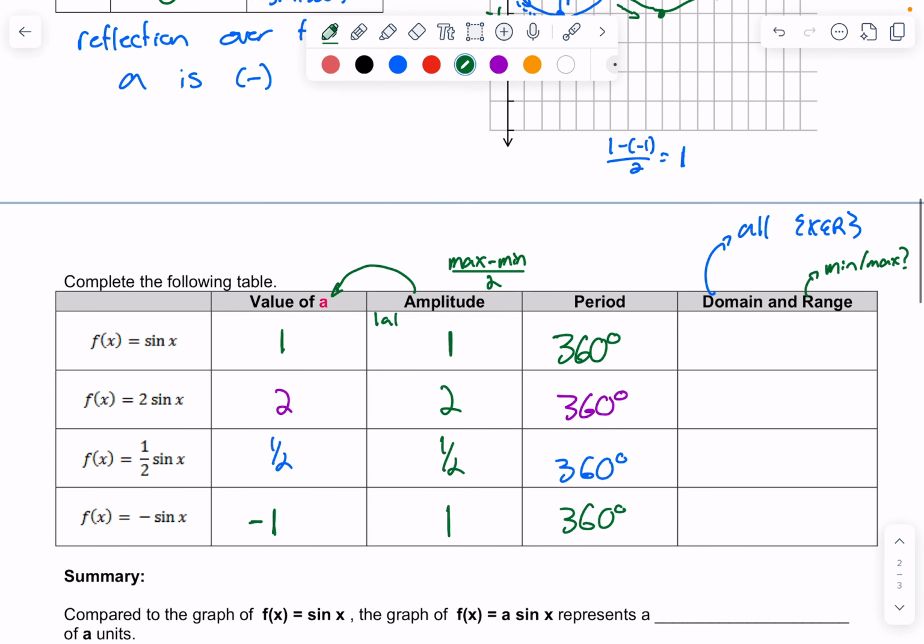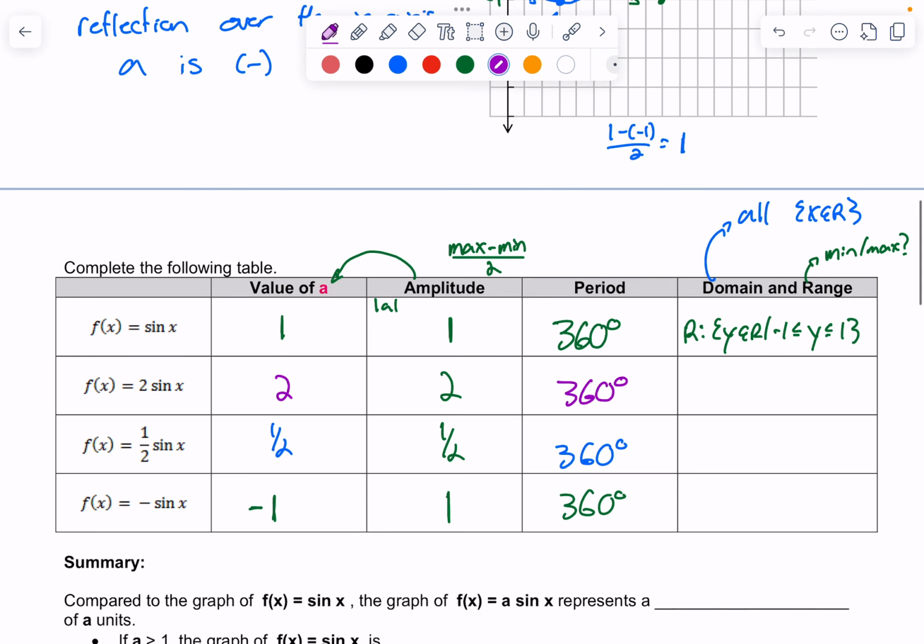So when we report our range, the parent one is always the same. Its range is y belongs to real numbers. And you're always going to be between these two values on your parent, the one that doesn't change. But let's look at the one that had a vertical stretch of 2.